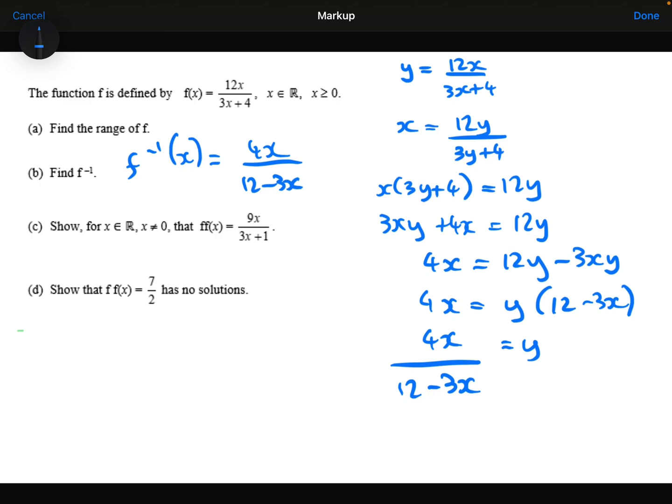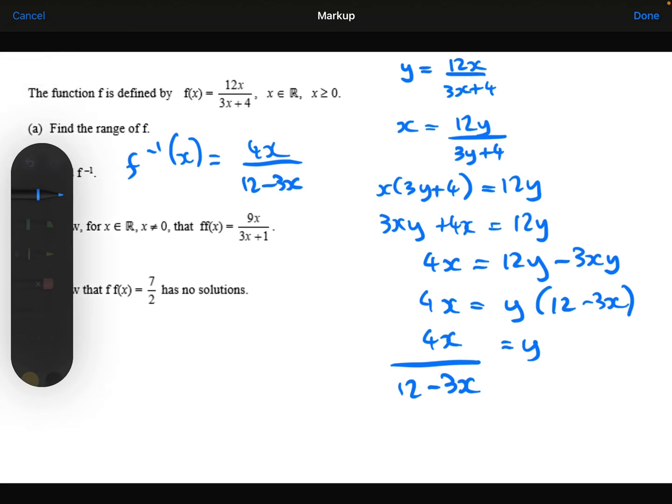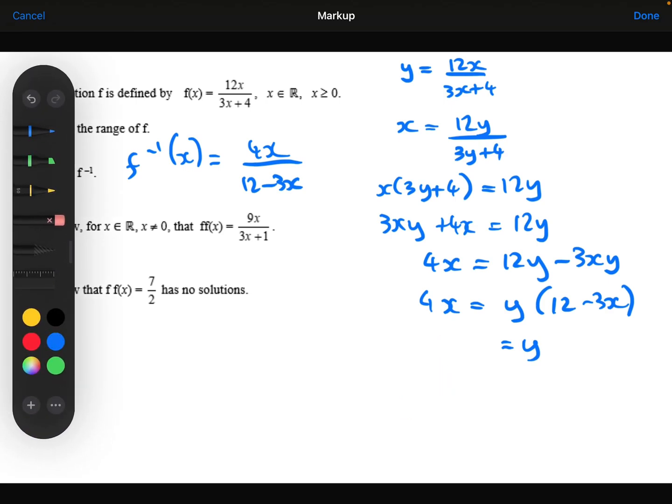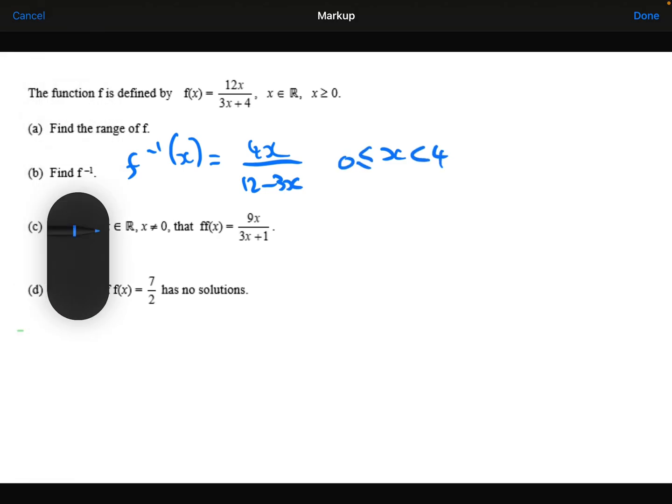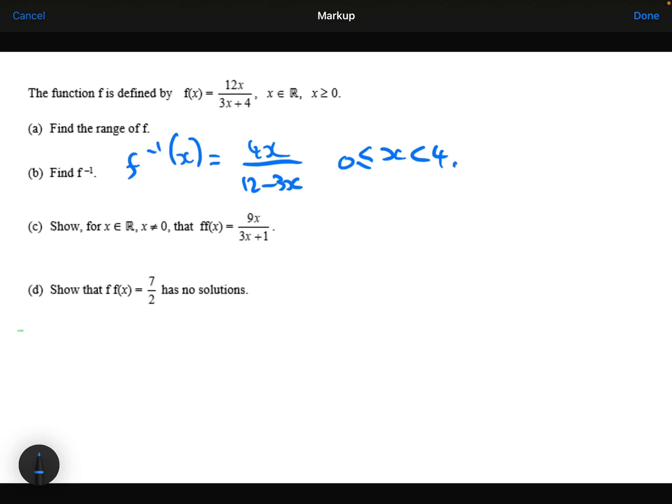Then we should write down the domain of this function as well. The question's not telling me to, but I think it's good practice to write down the domain for this as well. So the domain for the inverse function will be exactly the same as the range of the original function, which we worked out in part A of the question. So I'm just going to say that x has got to be greater than or equal to 0, but less than 4. Right, so that's part B done.